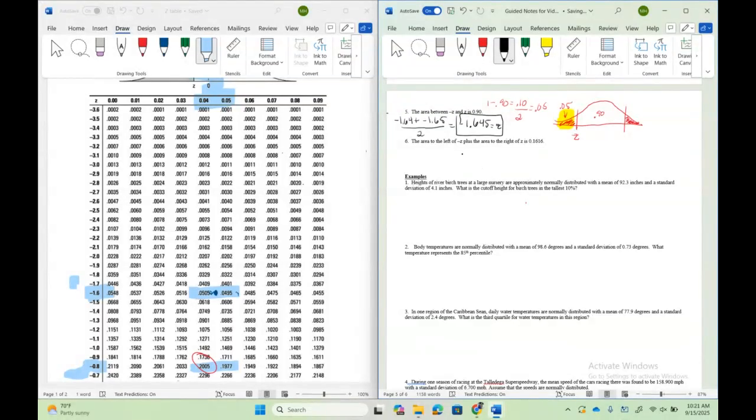All right, next, the area to the left plus the area to the right is 0.1616. Okay.